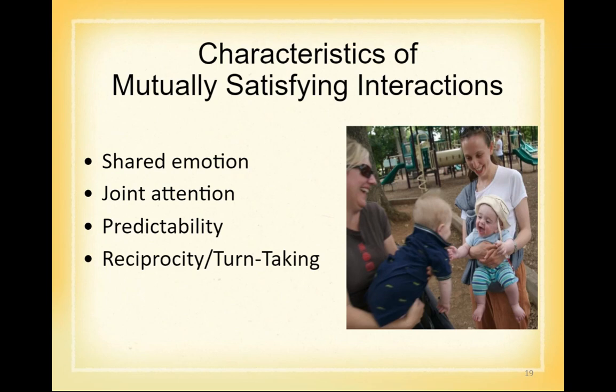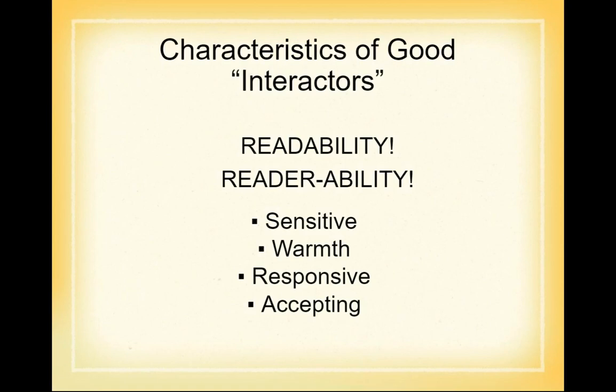And finally, reciprocity or turn-taking. In a good interaction, neither person dominates. Each turn is related to what happened just before. The interaction is connected because the partners take turns listening and responding. In order for this kind of interaction to occur, each individual must play his or her role. Each one must be readable, using clear signals so the other one can understand, and also be a good reader, tuned into the other's signals. All of this boils down to being sensitive, warm, responsive, and accepting of the other person.